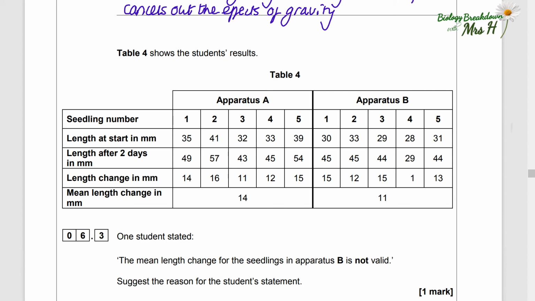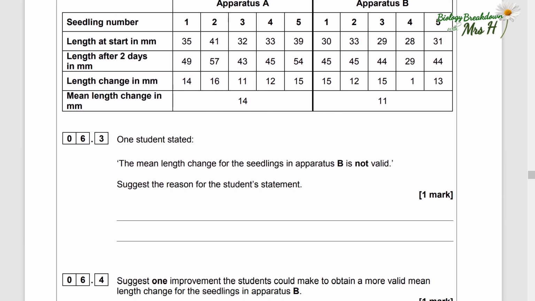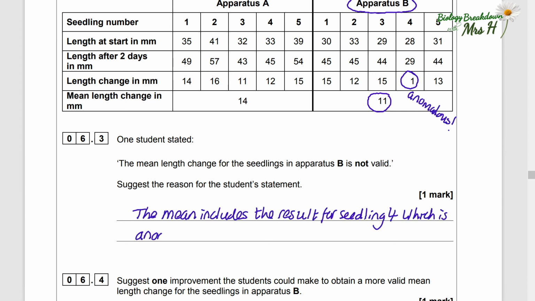6.3. One student stated the mean length change for the seedlings in apparatus B is not valid. Suggest the reason for the student's statement. Well, quick, have a look. The mean actually includes the result for seedling 4, which is anomalous if you look at all the rest of the data around it.